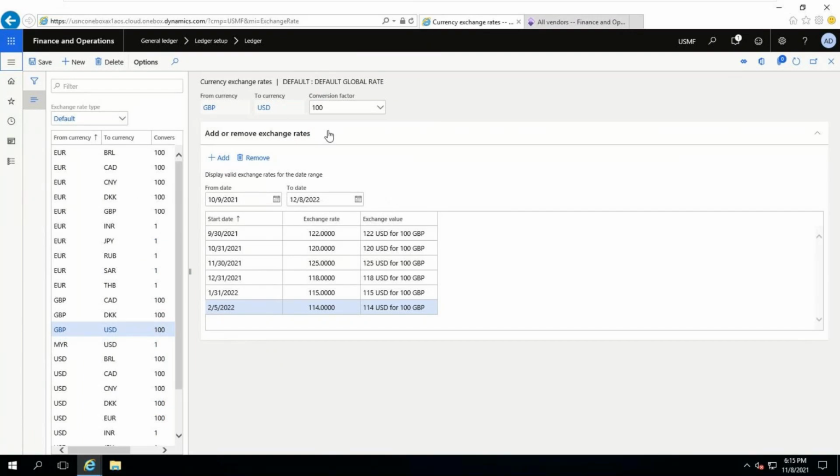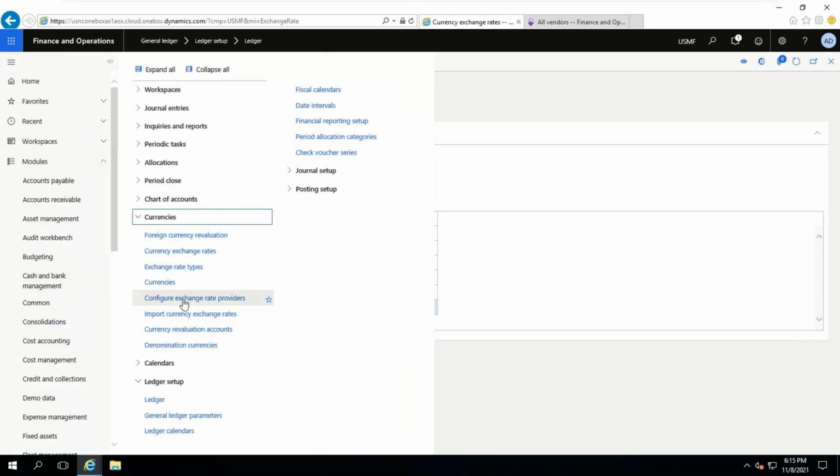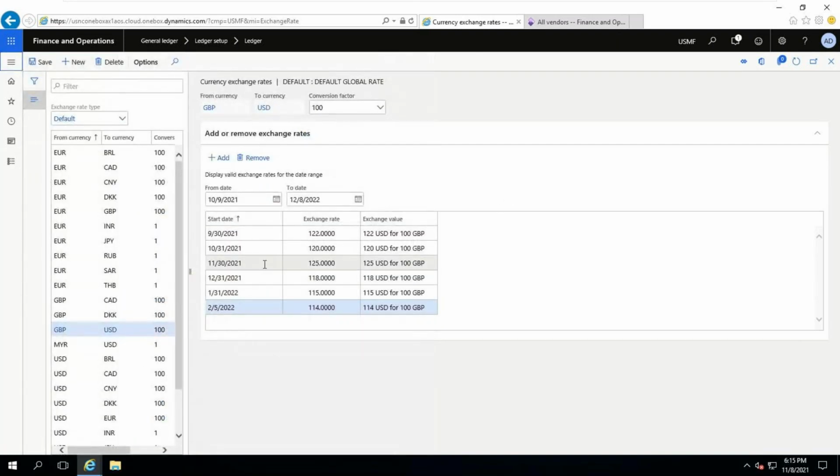In these exchange rates, there are always two processes. One is manual entry, one is automatic. Automatic means using a provider, configuration of exchange rate providers. These are the two options available. When I saw many businesses, they do not do exchange rates every day. They do exchange rates weekly. I saw this when I implemented. It depends upon the business; you can enter daily, monthly or weekly.